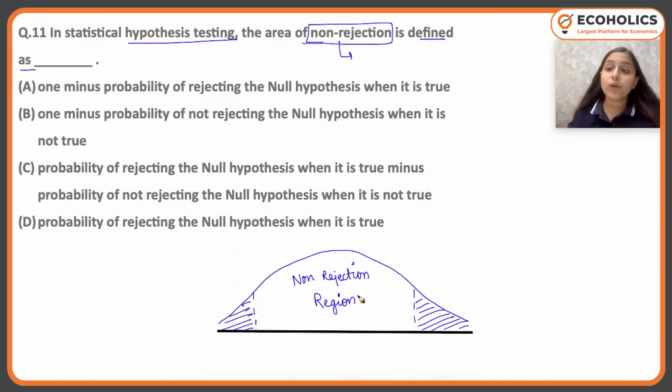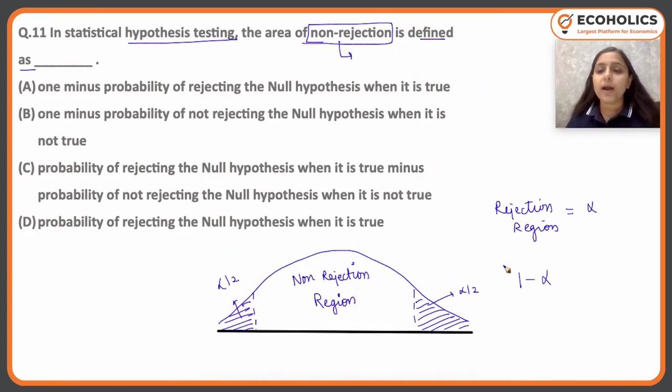If you have understood the concept of hypothesis testing thoroughly, you would know what this non-rejection region is known as when you build confidence intervals. If this is my normal distribution, this is alpha by 2, this is alpha by 2. So the rejection region comes to alpha. So the non-rejection region would be 1 minus alpha. Very easily we have figured this out.